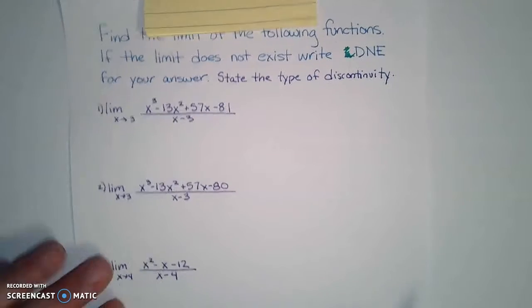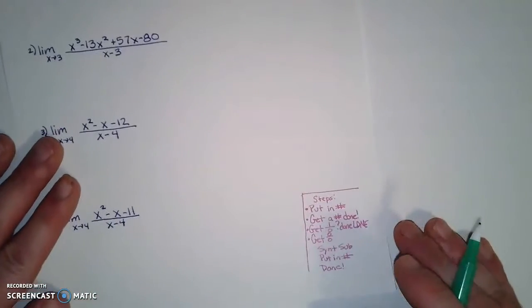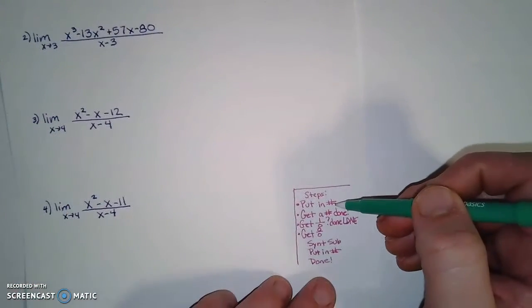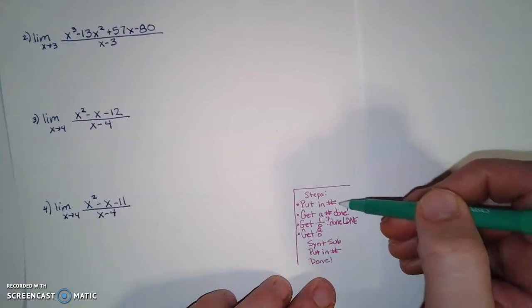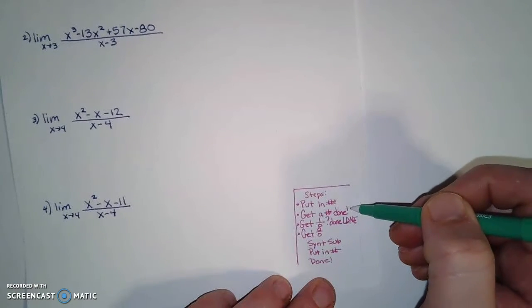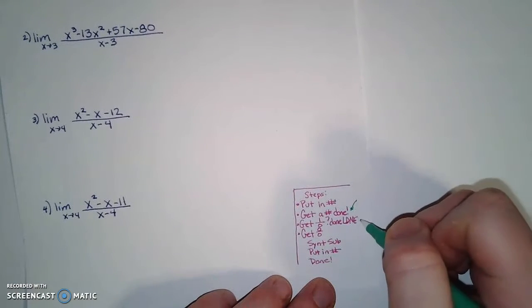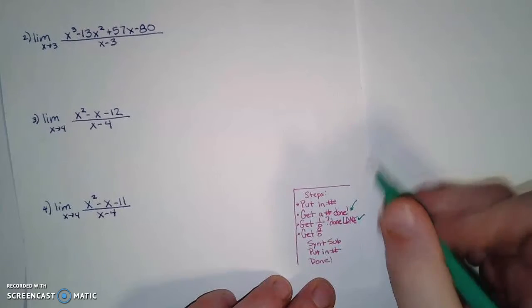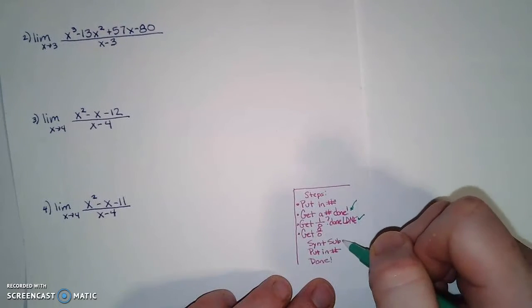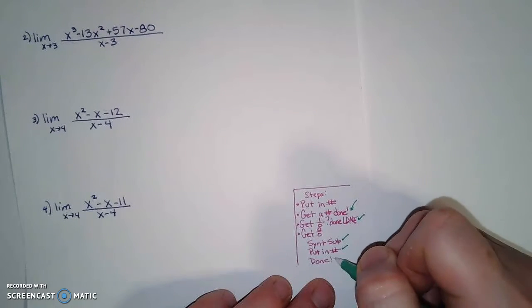So I put a little info down the bottom corner here. This is all you're going to do to figure this out. You're going to put in the number you get. If you get a number, guess what? You're done. If you get 1 over 0, you're also done. The limit does not exist. If you get 0 over 0, you'll do synthetic substitution and put in a number, and you'll be done.